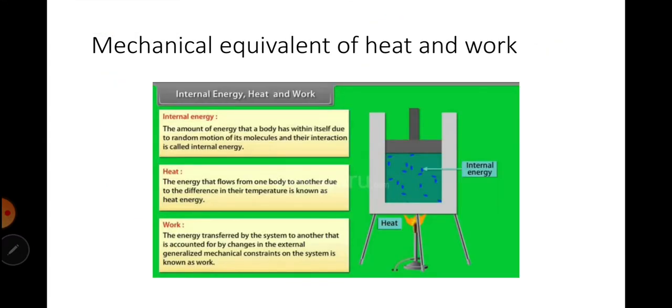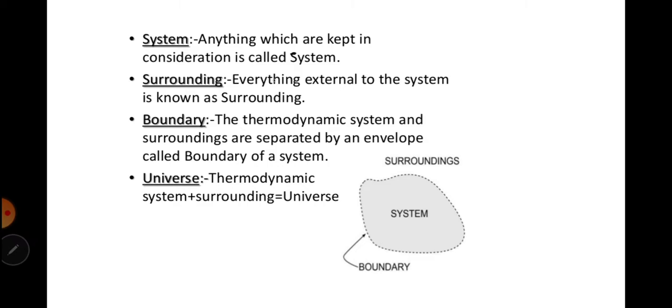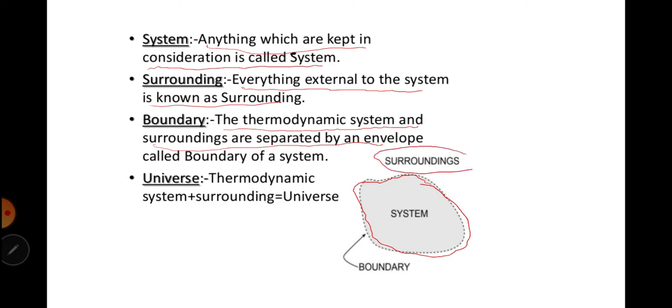Now, system: anything which is kept in consideration is called a system. Surrounding: everything external to the system is known as the surrounding. Boundary: the thermodynamic system and the surrounding are separated by an envelope called the boundary. This is the boundary, this is the surrounding, and this is a system. These are the boundary of a system.